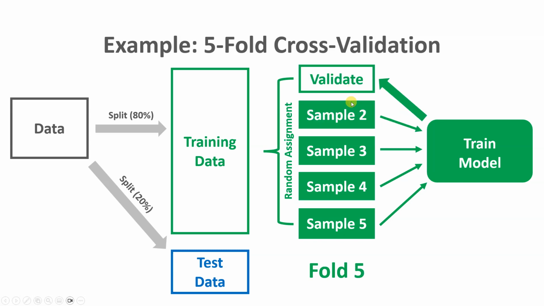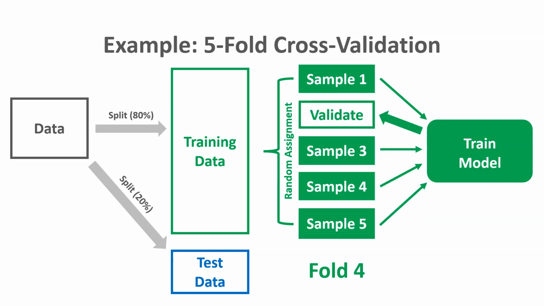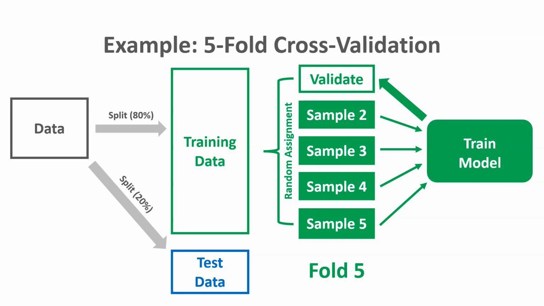And then lastly, we take samples 2, 3, 4, and 5. We pool those together. We train our model based off that pooled sample, and then we cross-validate it in terms of how it performs against that first sample, which was our holdout sample in that fold. So again, we work through 5 different folds here, 1, 2, 3, 4, 5, hence the name 5-fold cross-validation.